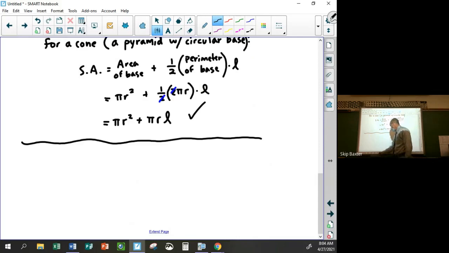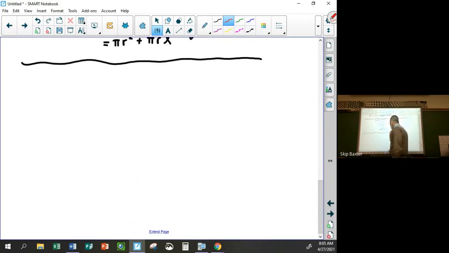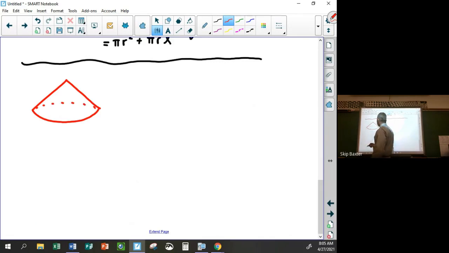Okay, so if you know all the relevant dimensions of the cone, this is super easy. You just apply the formula. So for example, we had a cone that was shaped like this. And let's say we knew that the base radius was 5 inches and the slant height was 6 inches.